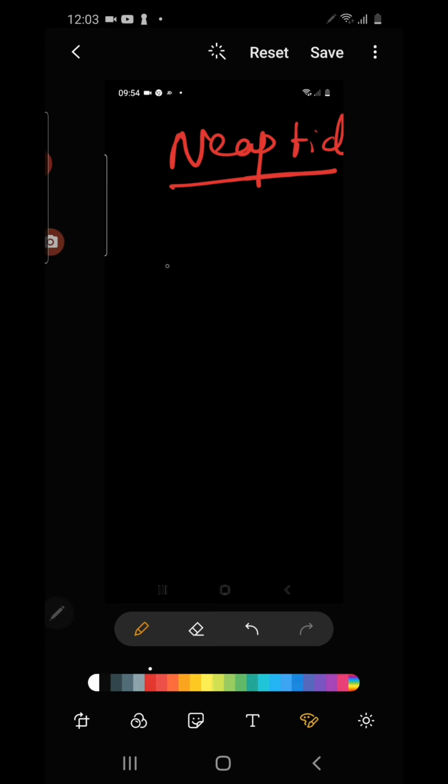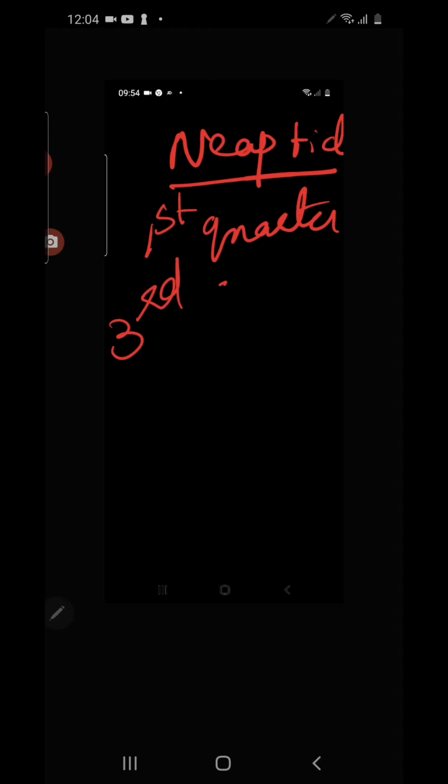Neap tide is that, let us discuss the phenomenon of neap tide. What is neap tide? Neap tide is when the moon is in the first quarter and the third quarter, what happens?